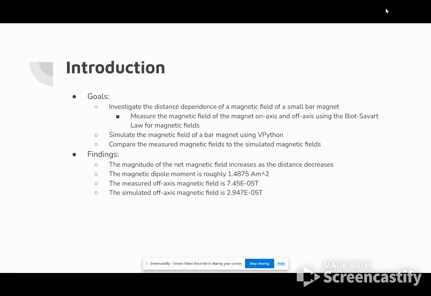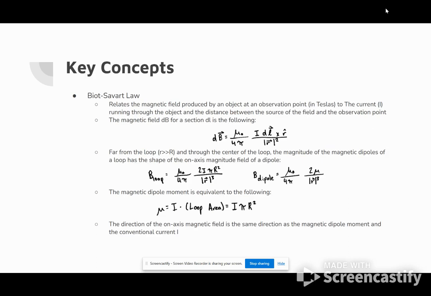So for our introduction, some of the goals were to investigate the distance dependence of the magnetic field of a small bar magnet, to simulate the magnetic field of a bar magnet using VPython, and then to compare the measured and simulated magnetic fields. For our findings, the magnitude of the net magnetic field increases as the distance decreases, the magnetic dipole moment is roughly 1.4875, the measured off-axis magnetic field is 7.45e-5 teslas, the simulated off-axis magnetic field is 2.947e-5 teslas.